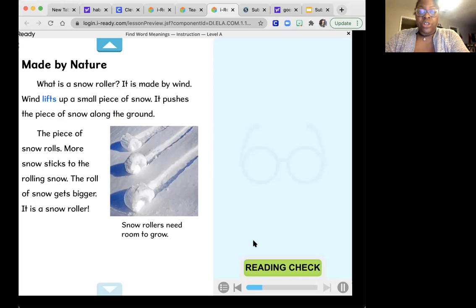We see a picture or a photograph, which is a text feature, and beneath it we see the text feature known as a caption. It says, snow rollers need room to grow. Let's look at our reading check.